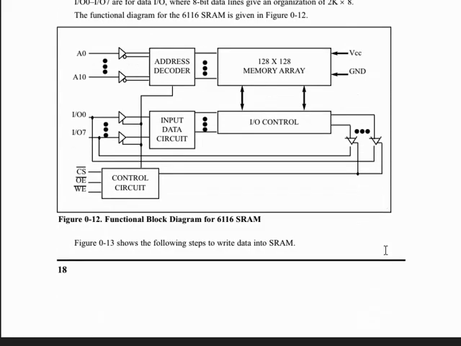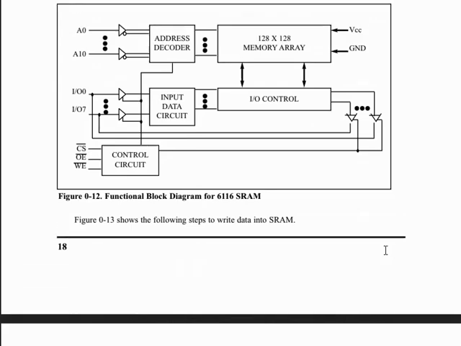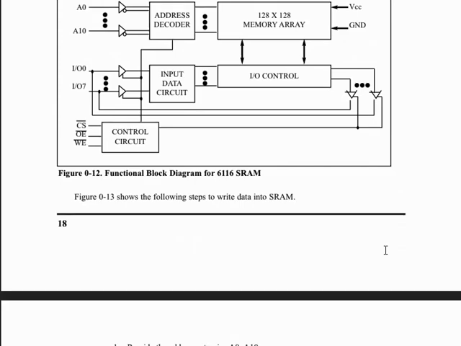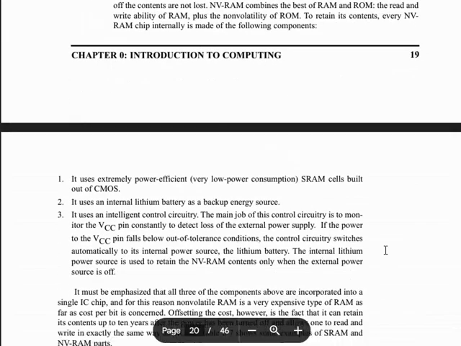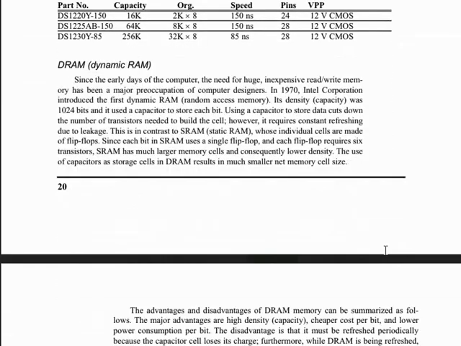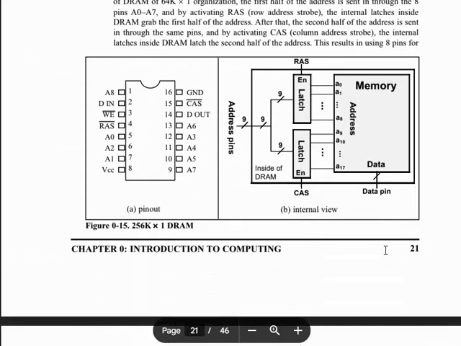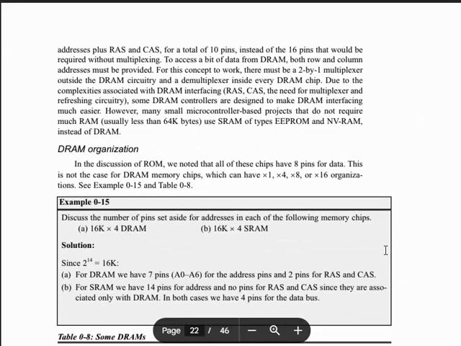Then moving on, this is the functional block diagram of the SRAM. Then we have DRAM, which is dynamic RAM, stores data in capacitors that must be periodically refreshed, less expensive than SRAM, used in most personal computers and laptops. Here below we are given the same thing, the pin diagram and the block diagram.